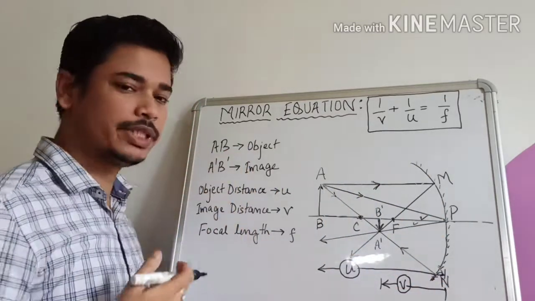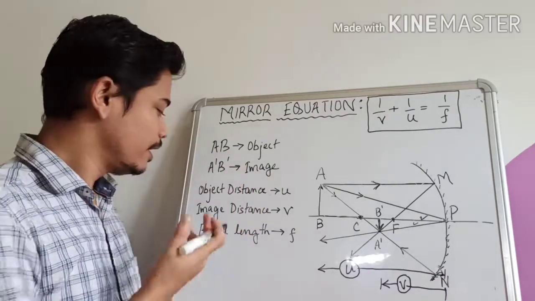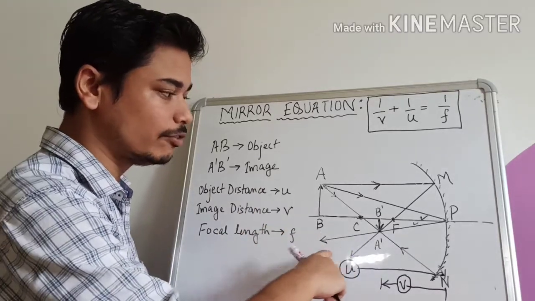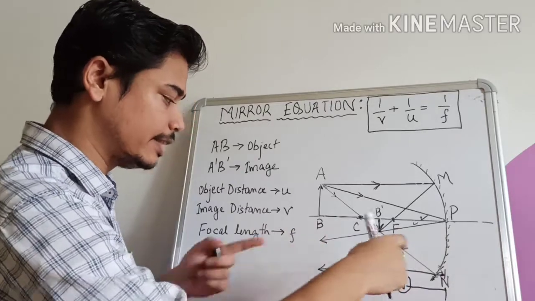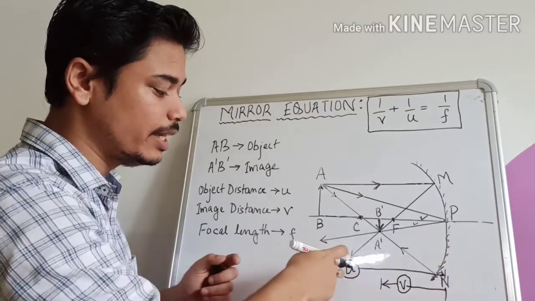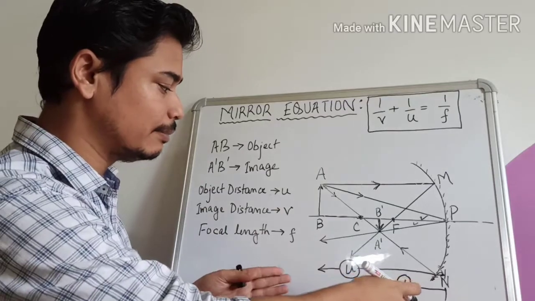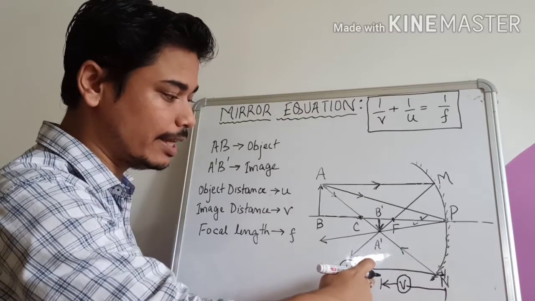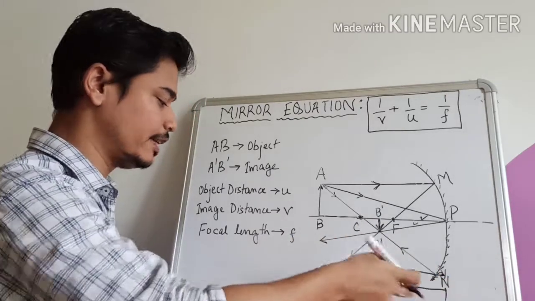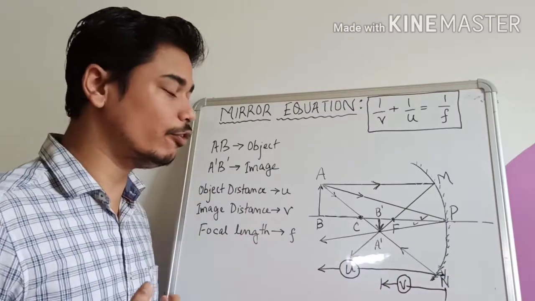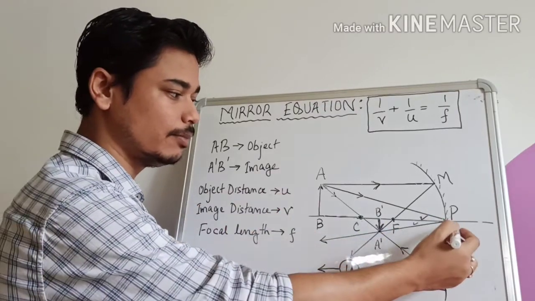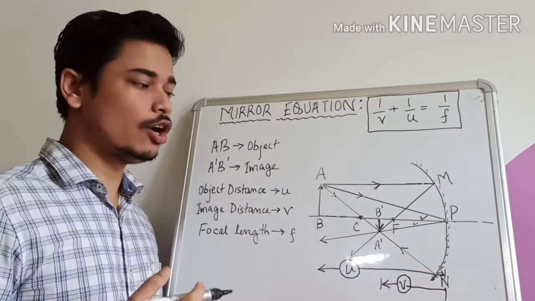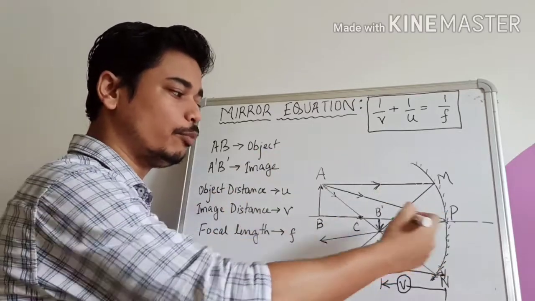So here AB is the object, A dash B dash is the image, and the object distance is taken to be u. What is object distance? It is the distance of the object from the pole of the mirror. And what is v? v is nothing but the distance of the image from the pole of the mirror. And f is the focal length of the mirror, measured from the pole of the mirror to the focus. Remember one thing, according to the sign convention, all distances are measured from the pole of the mirror.